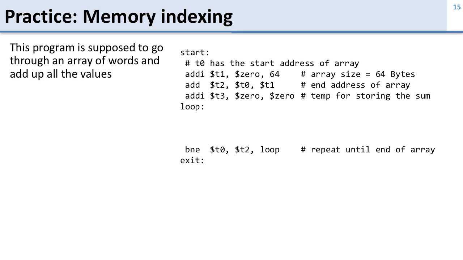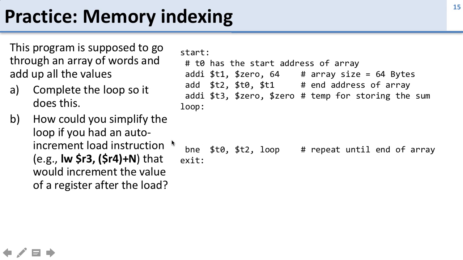Let's take a look at how we can index into memory. So here's a program that's supposed to go through an array of words and add up all the values. So go ahead and complete the loop so it does this. We're missing some stuff in the loop here. And then look at how you could simplify the loop if you had an auto increment load instruction.